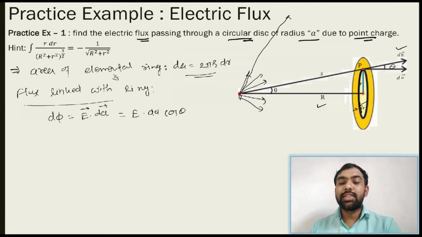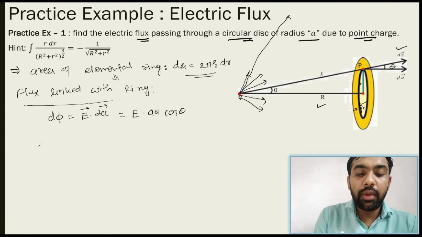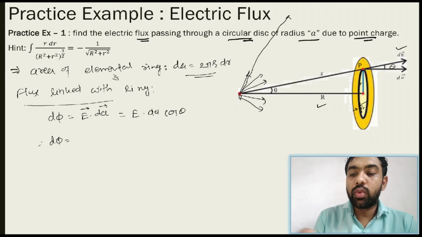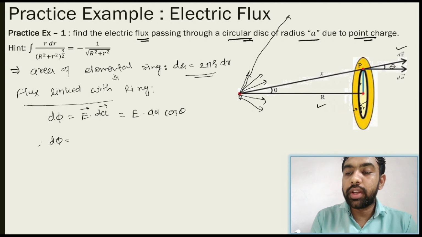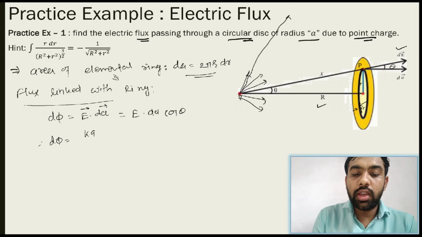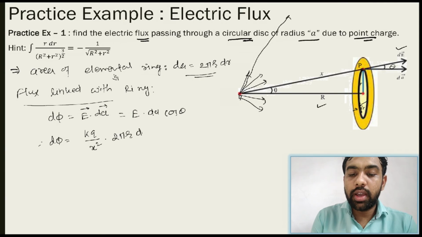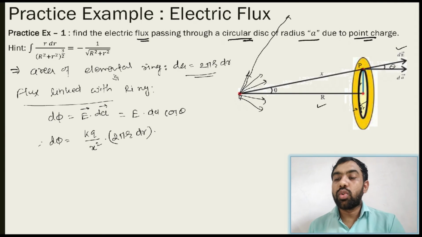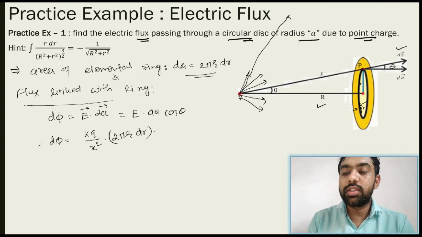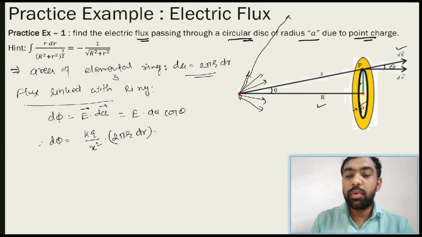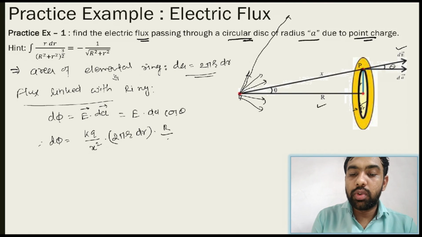So what is E actually? dφ is equal to, what is the electric field due to point charge at point P? So kq upon distance square, so x square, into dA. dA is 2 pi r dr into cos theta. For cos theta, just consider this triangle. See, in this triangle you take cos theta, because both the thetas are same. Cos theta is adjacent upon hypotenuse, so r upon x. So what is the final answer of dφ?